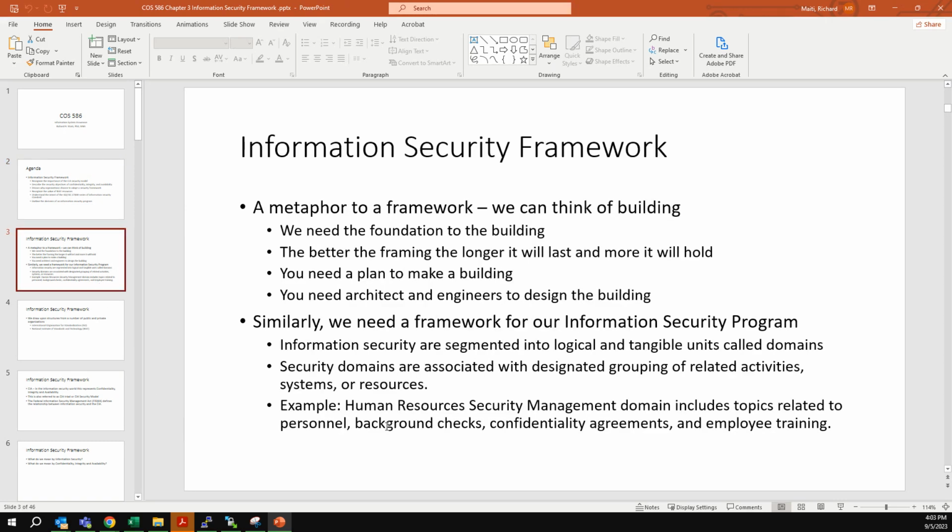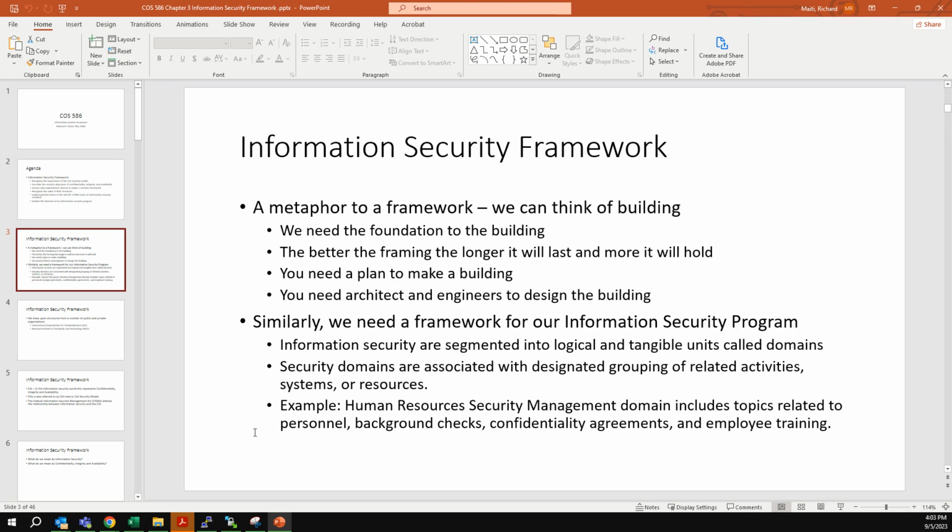So, as a metaphor for building a framework, we can think of it as a building. We need to build the foundation, framing, and plan to make the building. We need to architect, engineer, and design the building. It's the same way that we design the information security program. So they're segmented into logical and tangible units.